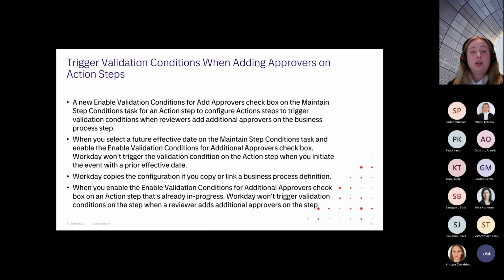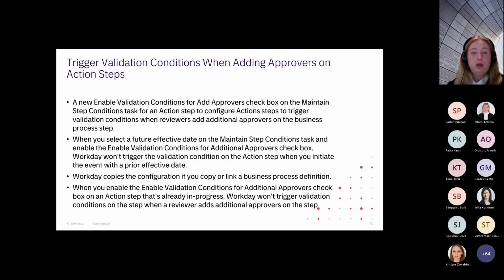The enable validation conditions for add approvers checkbox isn't available for action steps that initiate a sub-process. When you select the future effective date on the maintain step conditions task and enable the enable validation conditions for additional approvers checkbox, Workday won't trigger the validation condition on the action step when you initiate the event with a prior effective date. And Workday also copies the configuration if you copy or link a business process definition.